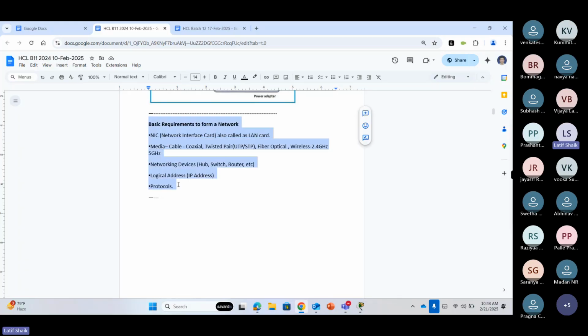This is requirements as we discussed. So we discussed about NIC cards, wired type, wireless type, different types in it. And IP and MAC address also we discussed. Different cables also we discussed, and different wireless frequencies. Those related things also we discussed.